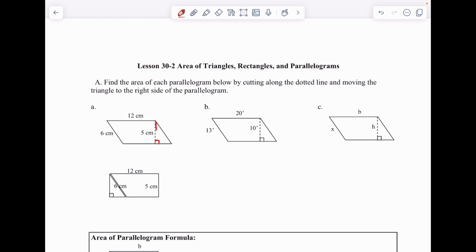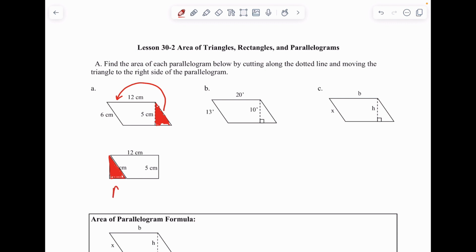If we were to cut along that dotted line and remove that triangle and move it to the other side, notice how it fits in perfectly and transforms my parallelogram into a rectangle. I didn't change the amount of space of the parallelogram. I simply moved it around and showed that a rectangle with the same base and height as a parallelogram will have the same area. So the area formula for a parallelogram matches that of a rectangle, so all I have to do is length times width.